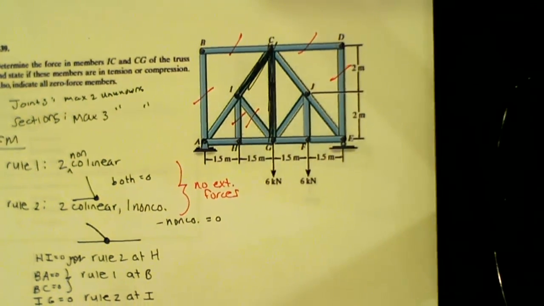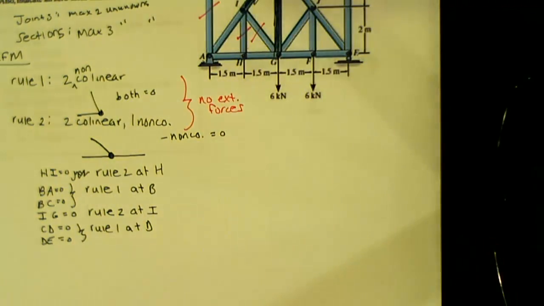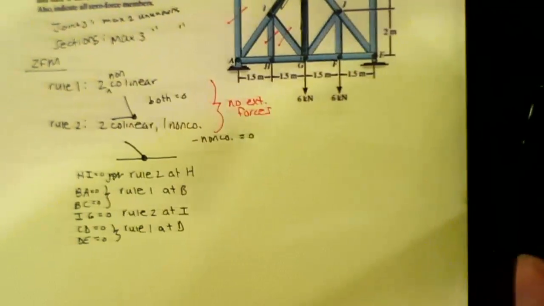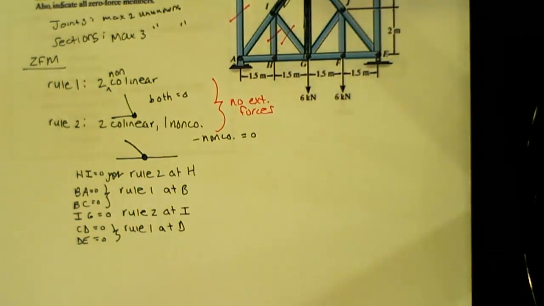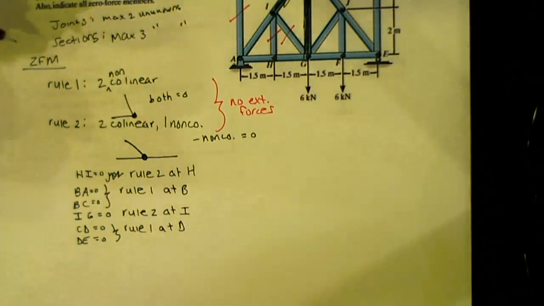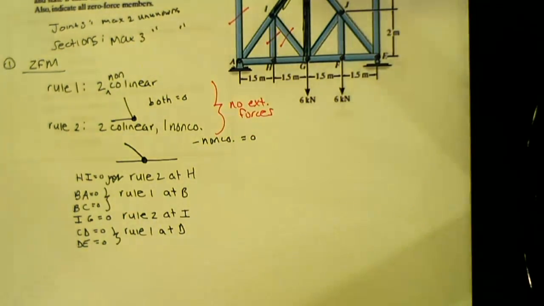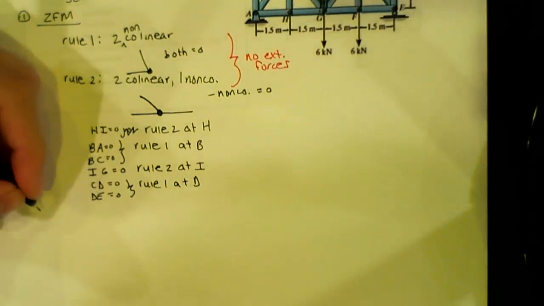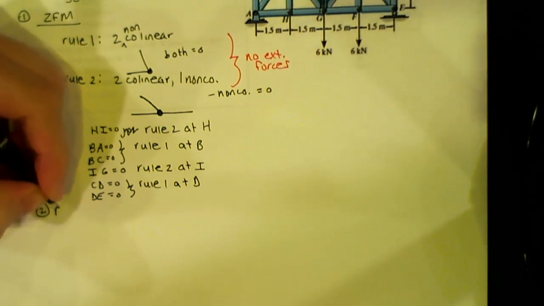So now we can jump into the problem and find our 2 unknowns. What do I have to do now that I've looked at zero force members? Find your reactions. So I always say that zero force members is my first step. I want to simplify this thing. After we do that, step 2 is our reactions.